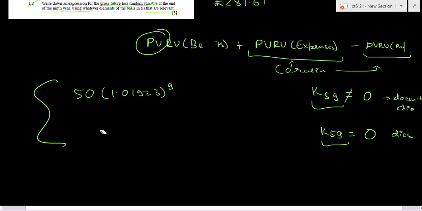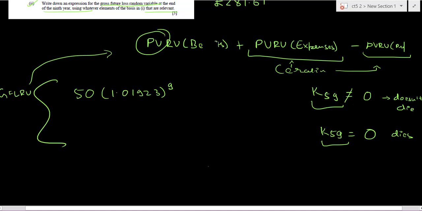I'll be writing it eventually, so you'll get that. So basically what is happening here is this is the present value of the expenses. What is the expression for my gross future loss random variable? My gross future loss random variable is basically equal to PVRV of benefits plus expenses minus premiums. Now if he does not die, then the PVRV of the benefits is equal to 0, so that would not come. The PVRV of expenses is the present value of all the future expenses, and there is only one expense payable now at time 9, right?